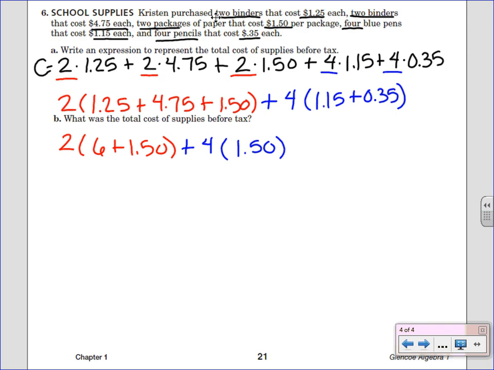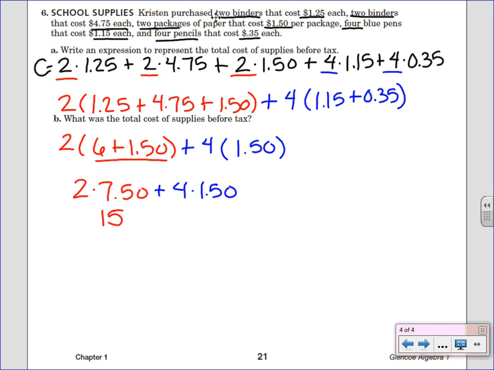Still have parentheses in the red. 6 plus 1.50 is going to be 7.50. And then we still have 4 times 1.50. 2 times 7.50. Well, 2 times 7 is 14, and then 2 times 50 cents is 1. So I have 15.